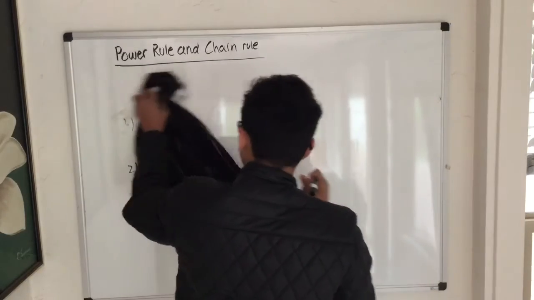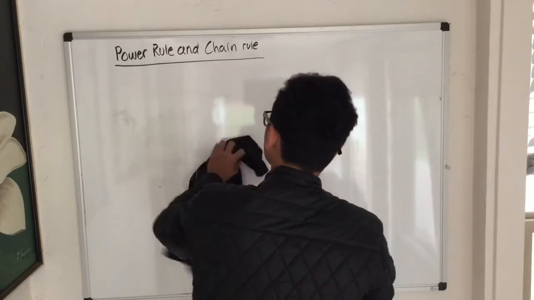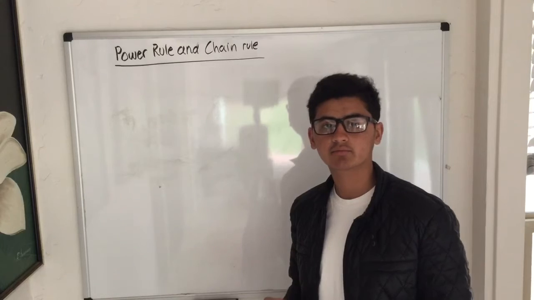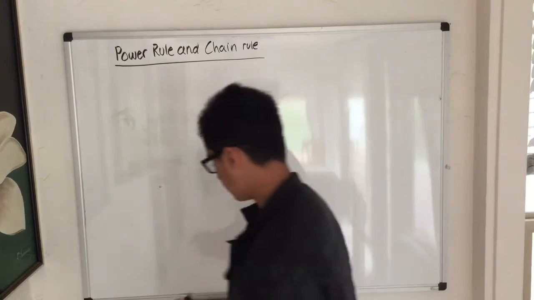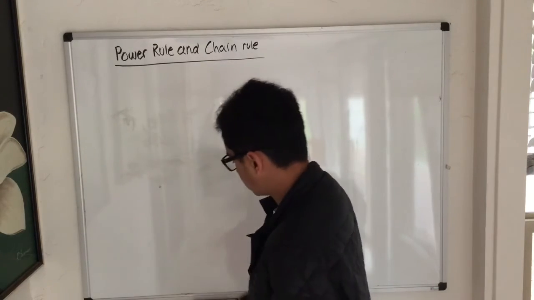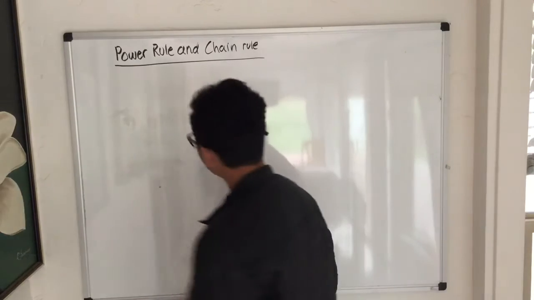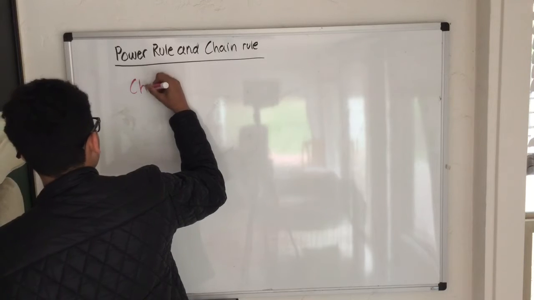Now we're going to move on to the chain rule, which is a little bit more complicated. And as I said, the power rule does help when it comes to more complex types of things you need to take derivatives of. But again, it's fairly simple once you get the hang of it. So let's go on to the chain rule.